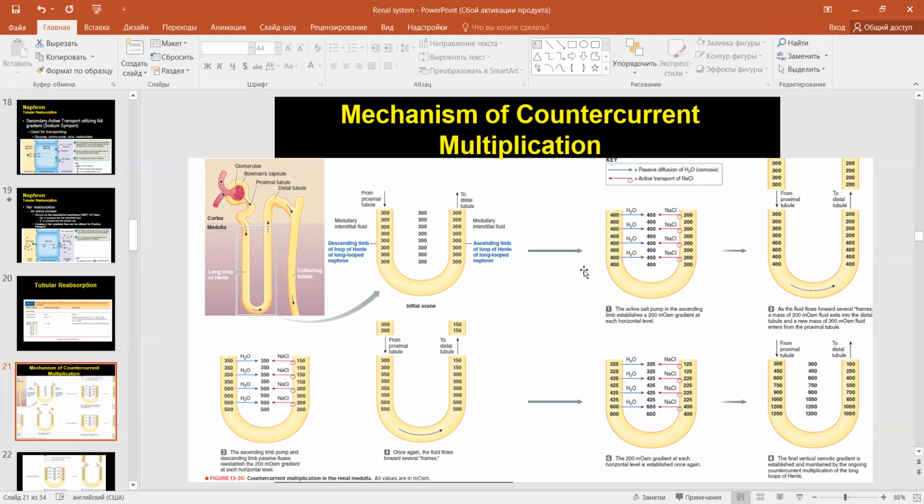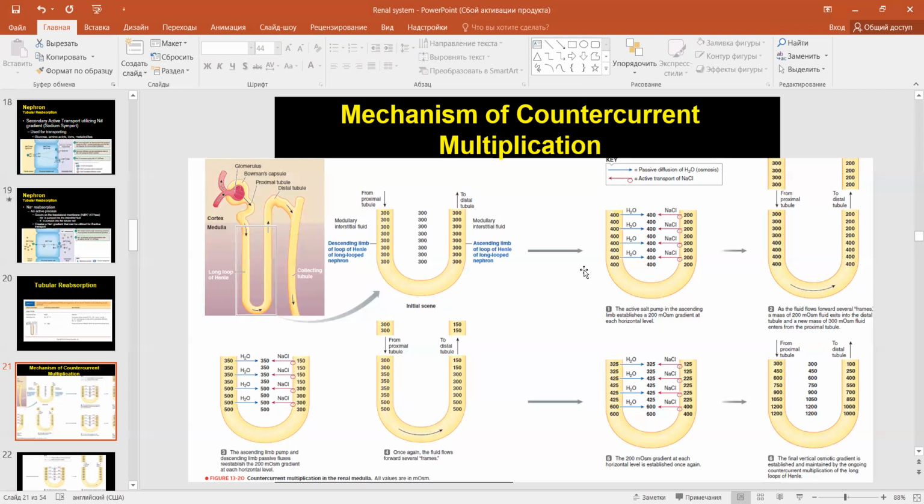When the ascending limb pump starts actively extruding sodium chloride, the medullary interstitial fluid becomes hypertonic. Water cannot follow osmotically from the ascending limb because this limb is impermeable to water. However, net diffusion of water does occur from the descending limb into the interstitial fluid. The tubular fluid entering the descending limb from the proximal tubule is isotonic. Because the descending limb is highly permeable to water, net diffusion of water occurs by osmosis out of the descending limb into the more concentrated interstitial fluid.